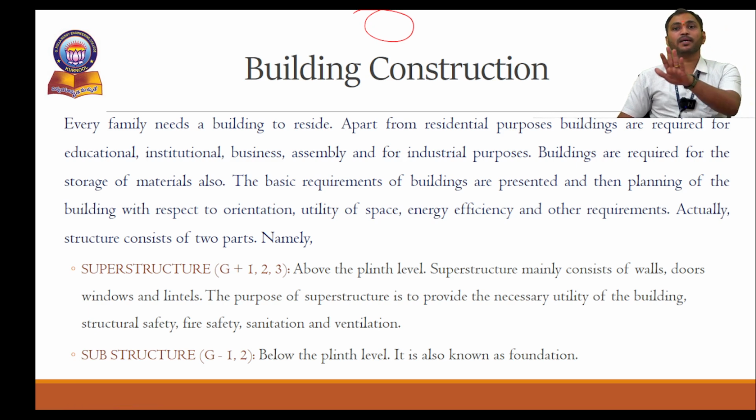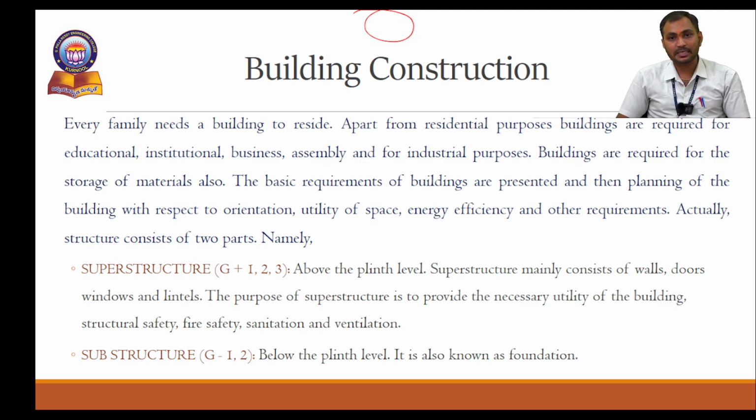And the last topic is building construction. Now our building planning is completed. These are the basic principles and the requirements; we want to plan our building in this manner. Now coming to building construction, what is meant by building construction? Every family needs a building to reside in. So what are the different types of buildings? For example, a residential building, a commercial building, an industrial building or an institutional building. These are the basic 9 principles we have to follow.